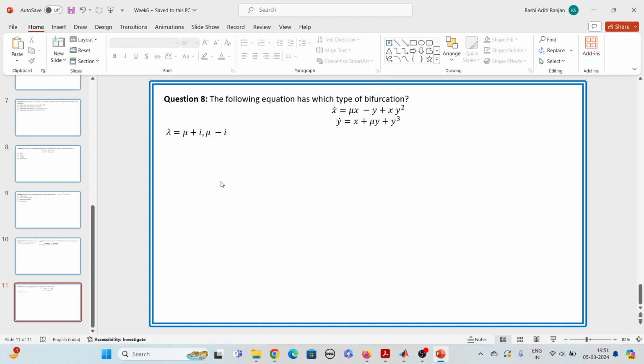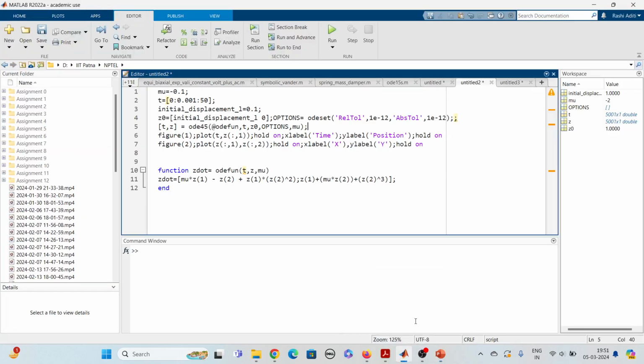So if I look at my critical value, what do I have to do? As I have discussed earlier also, I have to see the critical value. The critical value is mu is equal to 0. So I'll see the system dynamics for mu, let us suppose, 0.1 or 0.5, and I'll see the variation of system dynamics for mu less than 0, which would be minus 0.5, and then I'll be able to predict how the system is going to behave. Okay, so for now I'll just consider that my mu is, for example, minus 0.1.